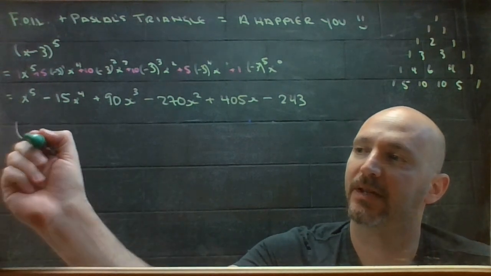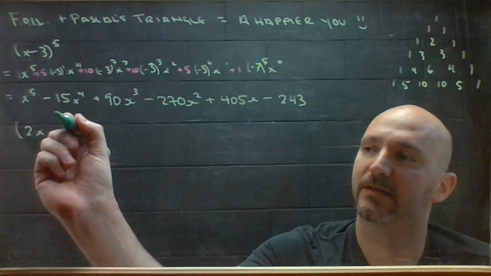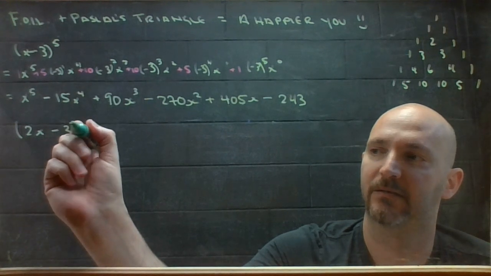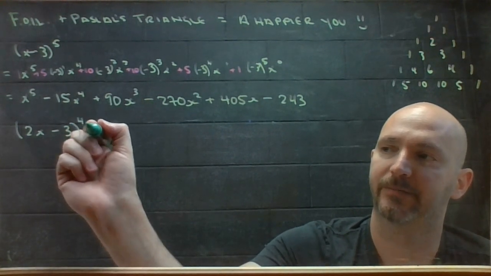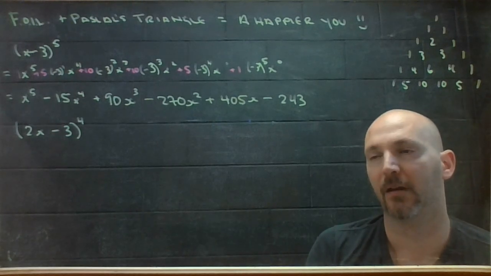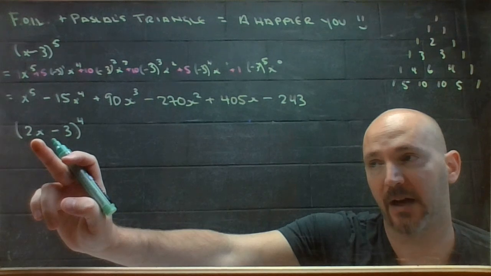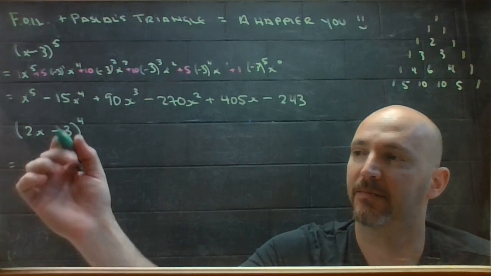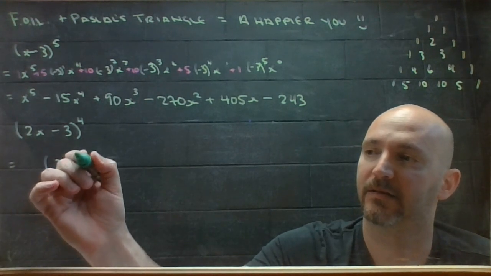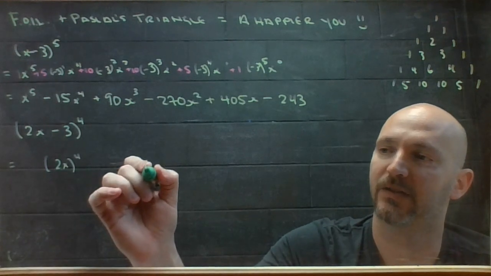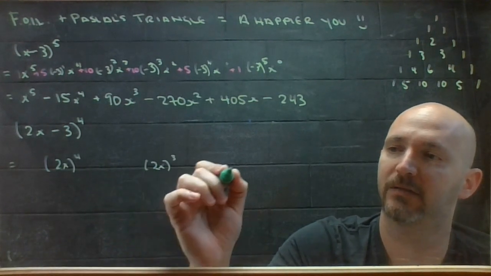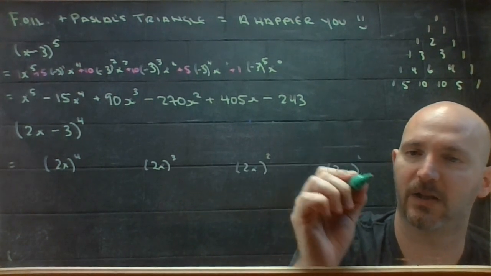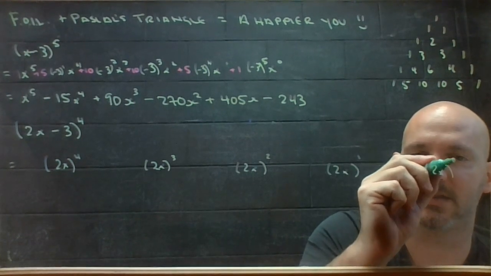Even if you have a bracket with something in front, so 2x minus 3 to the power 4, I still need descending powers of this, and then descending powers of this. So if I set that up, I'm going to need a 2x to the power 4, a 2x to the power 3, a 2x to the power 2, a 2x to the power 1, and a 2x to the power 0. It's on my forehead now.